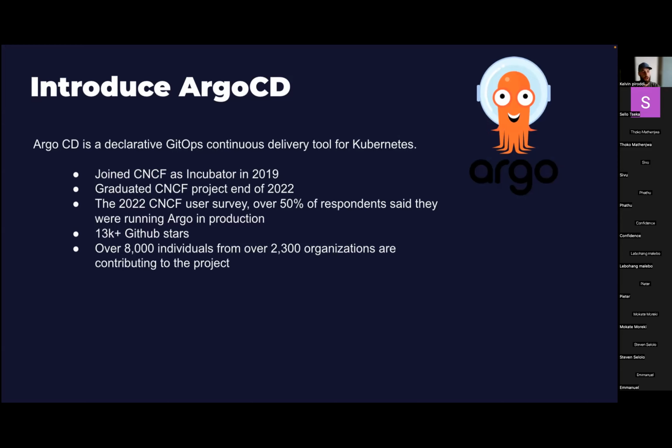CNCF did a survey in 2022, and 50% of respondents said they are running ArgoCD in production. In my opinion, ArgoCD has become the de facto way of deploying to Kubernetes. In the past, people have used tools like AWS CodeBuild or Jenkins or CircleCI. But you can imagine with those tools you have to write some script, so either kubectl apply or Helm install or Kustomize. You just do it once, and it's almost like fire and forget.